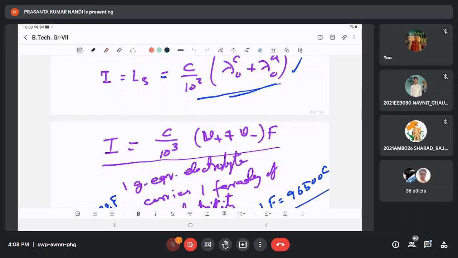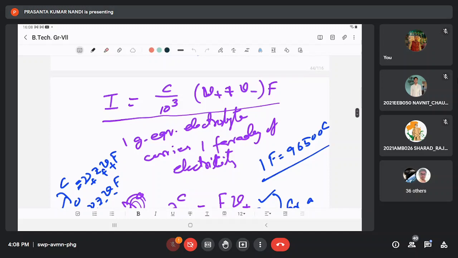Then suppose you have total current strength. How to calculate? C by 10 to the power 3, V plus plus V minus, F is the Faraday. There is 1 gram equivalent electrolyte carries 1 Faraday of electricity. 1 Faraday is equal to 96500 coulomb.